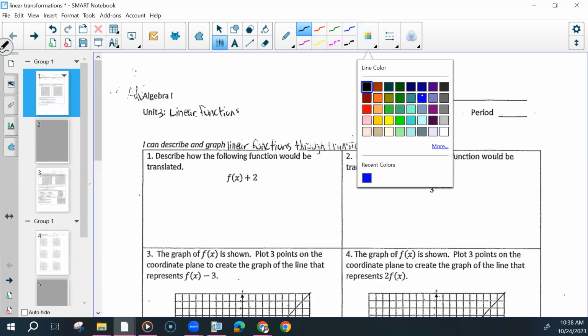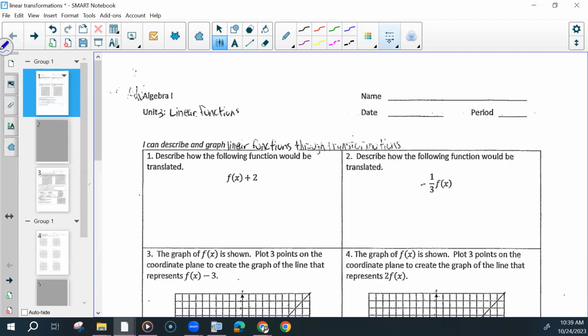So there are 3 transformations that you need to know. One of them is for y-intercept, the other 2 are for slope. So let's start with the y-intercept first. For the y-intercept, the transformation word that applies is the word shifted. So the y-intercept can be shifted up or down.